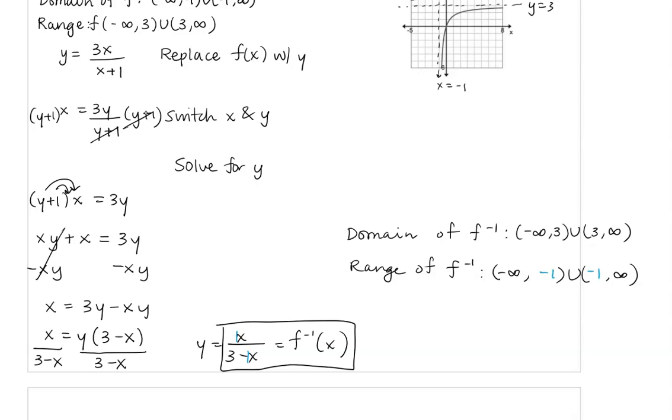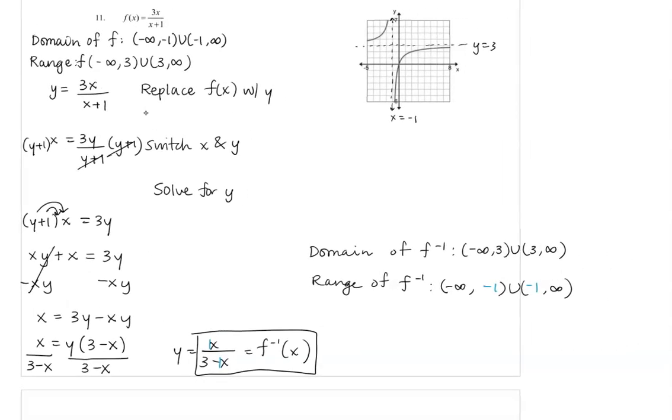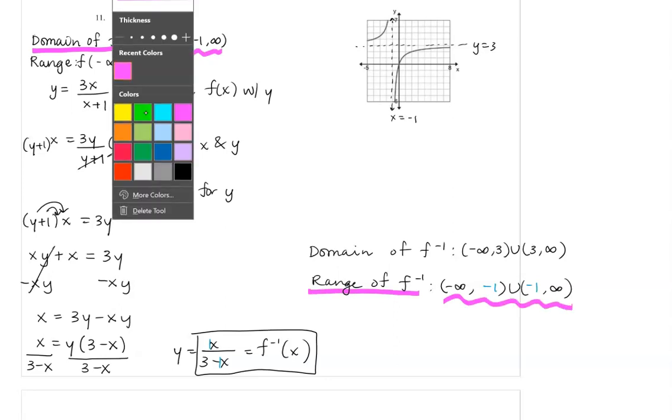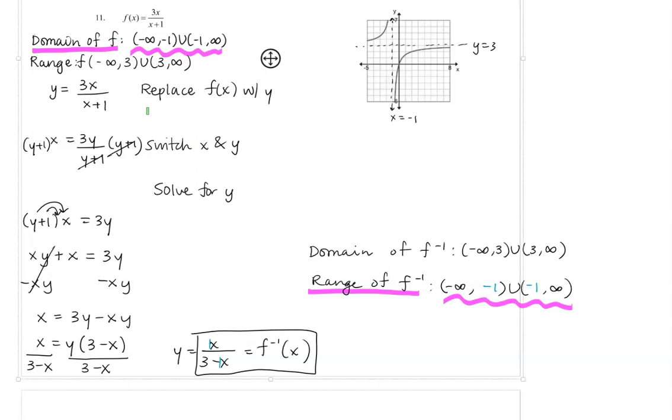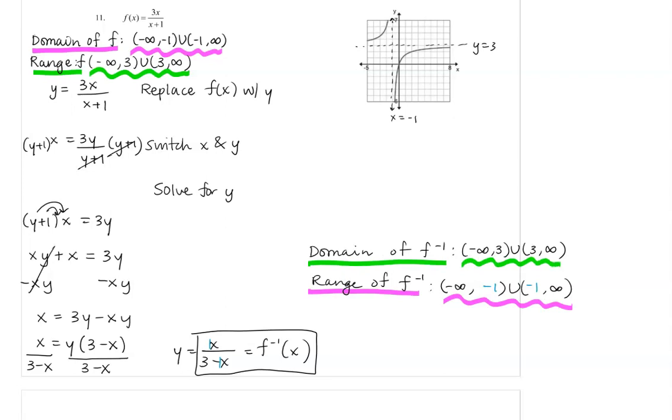So its range would be all real numbers except -1, which is to be expected because the domain of the original function should be the same thing as the range of the inverse function. Similarly, the range of the original function should be the same thing as the domain of the inverse function because you get them by switching the x's and the y's.